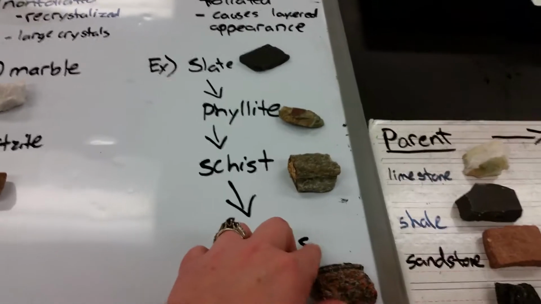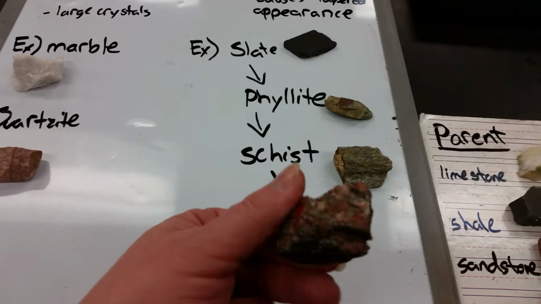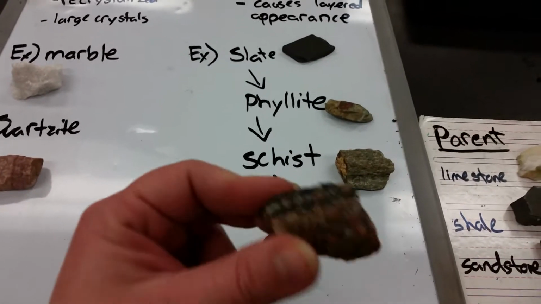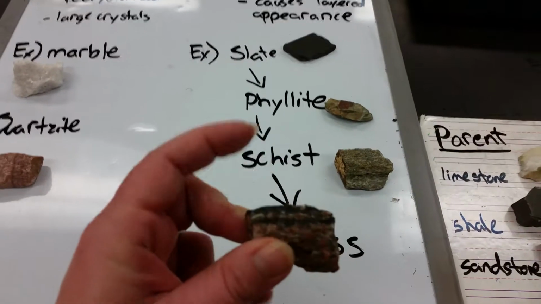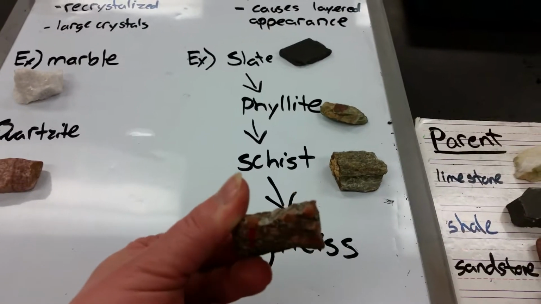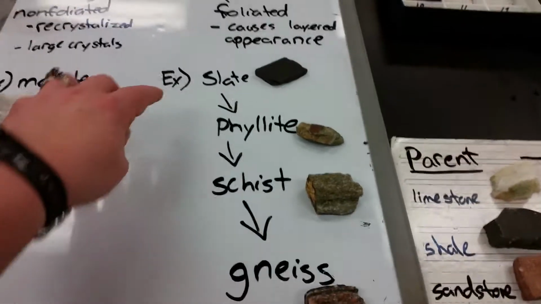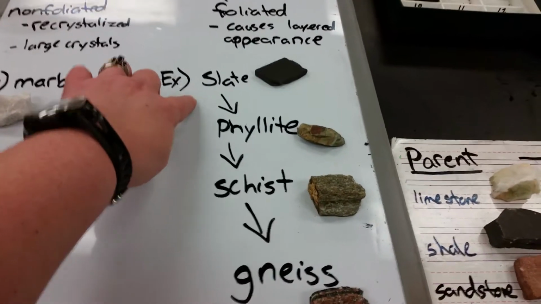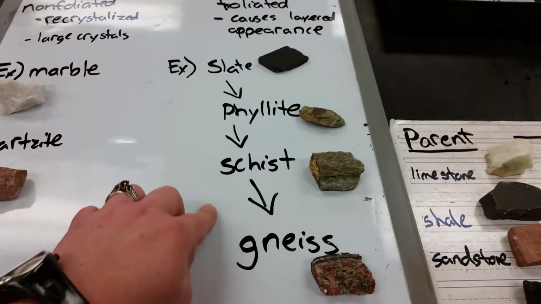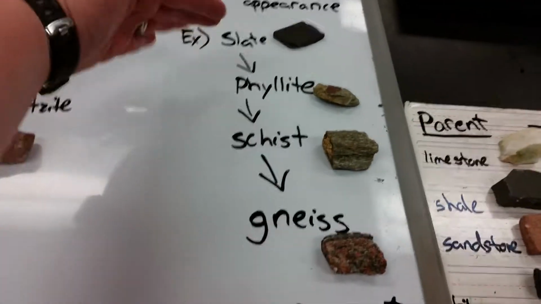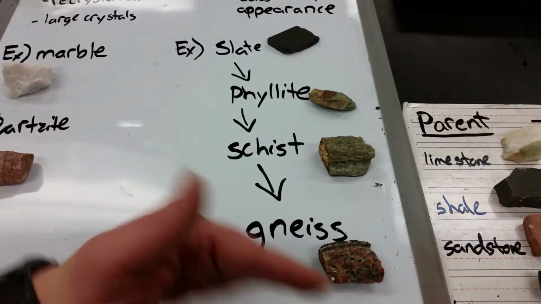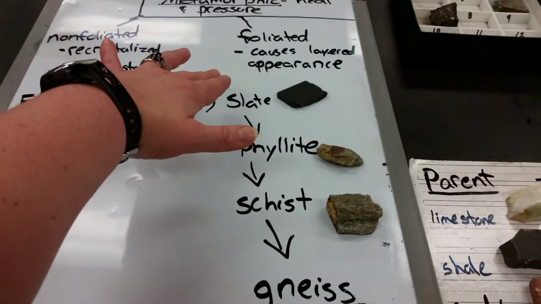And the final step of a metamorphic would be gneiss. And if you notice now there's striping in the colors. We have black and pink stripes. That's because our minerals rearrange into striped colors because of the extreme amounts of heat and pressure. So you would find slate closer to the surface, and as you go deeper and deeper into the earth where there's more heat and pressure, you would get further and further down in our steps of metamorphic. And that's for the foliated side of metamorphic.